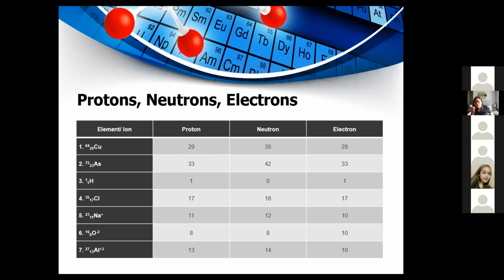So, bakit ulit 10 yung electron niya dito? Kasi 13 yung proton natin and then yung charge is positive 3. So, 13 minus 3 is equals to 10. That is all. Thank you.